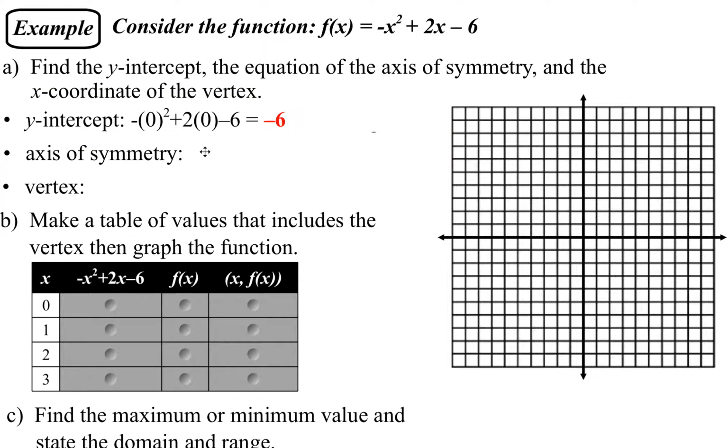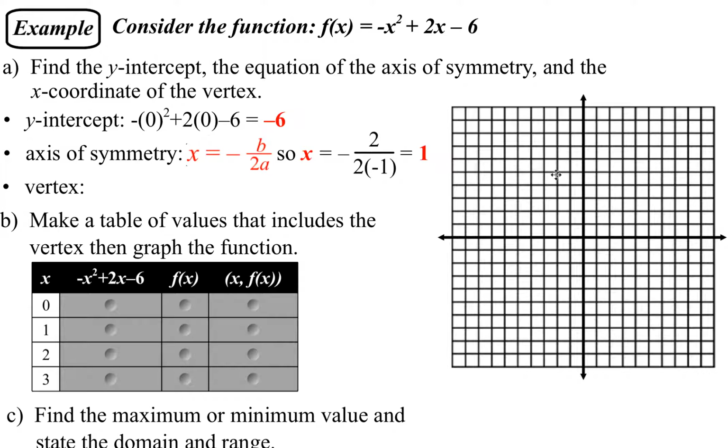Okay, so the y-intercept is negative 6, so it's going to be down here somewhere. The axis of symmetry is given by that equation. It's x equal to a number, and the number it's equal to is negative b over 2a. So I take the opposite of 2, so I have negative 2 over 2 times negative 1. So I have negative 2 over negative 2, which is 1. So x equals 1 is the equation of my axis of symmetry.